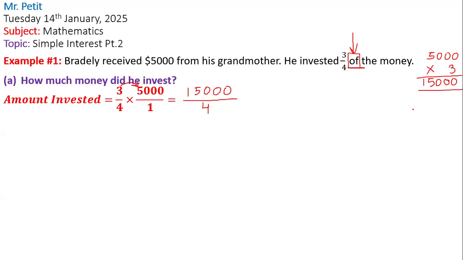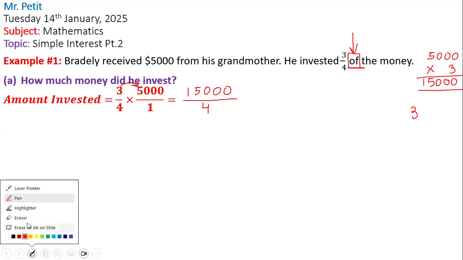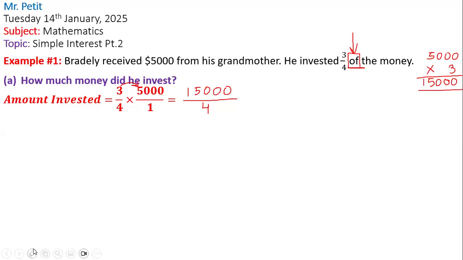So we say 4 into, again, we are trying to figure out how much he invested. Where's Noah? Is Noah here? Yes, sir. Okay, you understand what we're doing? Yes, sir. What have we done so far? We multiply 3 by 5,000 and get 15,000. We put it over 4. Now we divide 15,000 by 4.